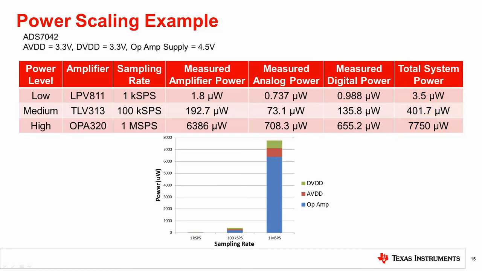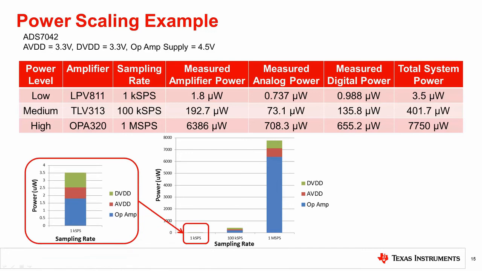The power scaling is shown in the graph, and the difference between 1 kilosample per second, 100 kilosamples per second, and 1 megasample per second is clear and drastic. If we zoom in on the 1 kilosample per second power measurements, you can now see the 3 contributors on a smaller y-axis scale.